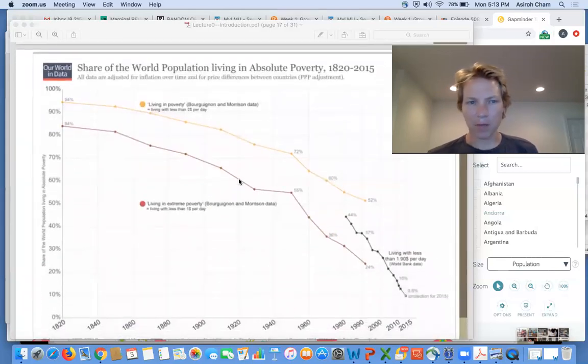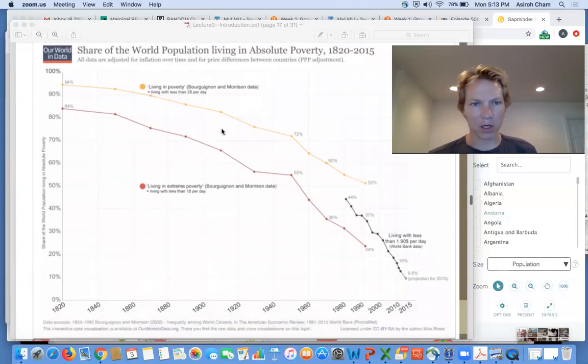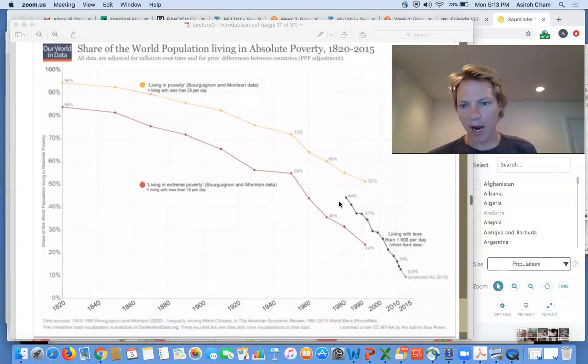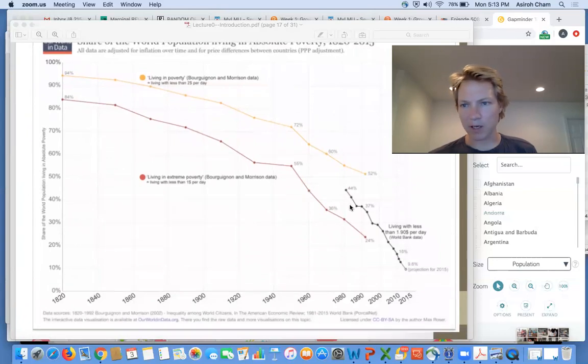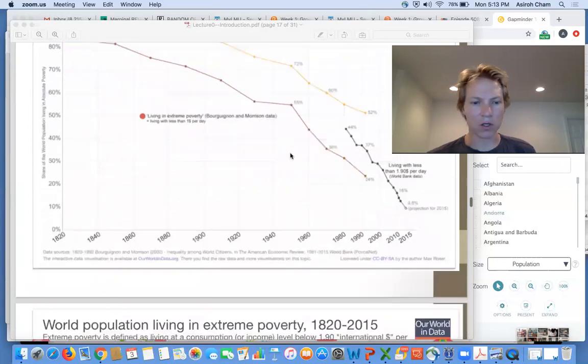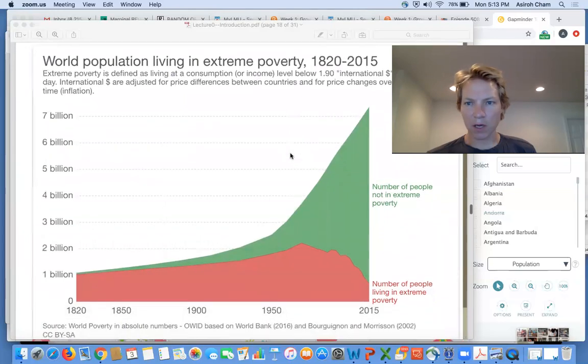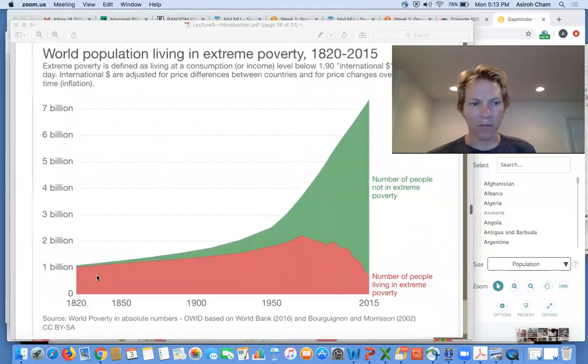What about poverty? Poverty has plummeted. There are a couple of different ways to measure this, but in general, however you want to measure it, it has plummeted, particularly in the back half of the 20th century. This is another way to look at this. It's my favorite graph of all time.